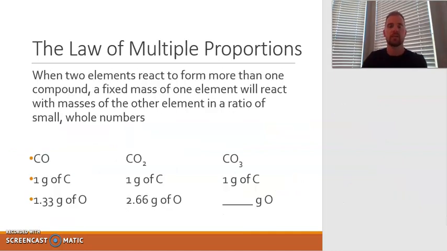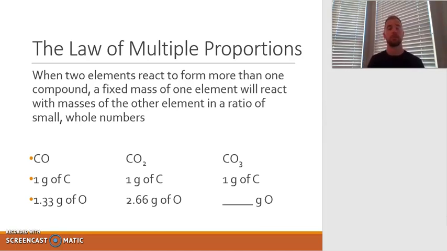The other thing is the law of multiple proportions, which sounds the same as the law of definite proportions. But there is a difference. And here's what the law of multiple proportions states. When 2 elements react to form more than one compound, then a fixed mass of one element will react with masses of the other element in a ratio of small whole numbers. That probably made absolutely no sense. And to be honest, it is kind of a funky definition.